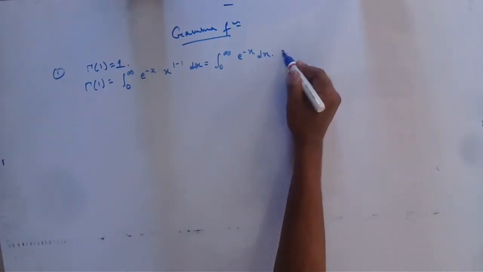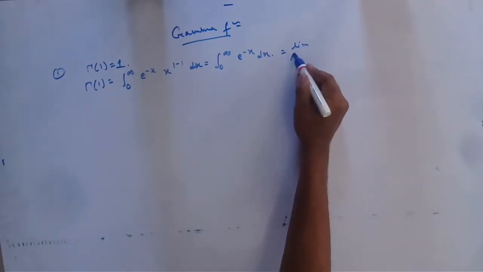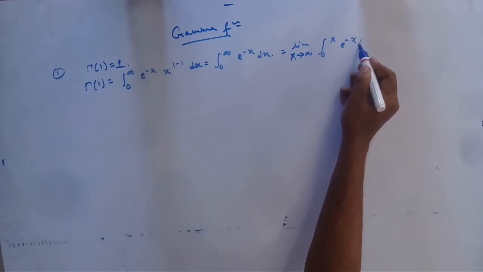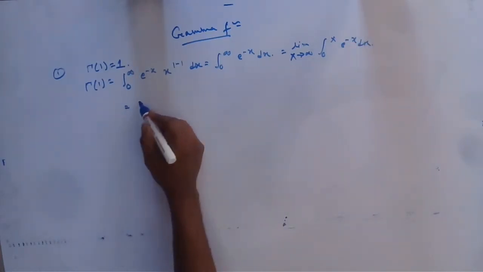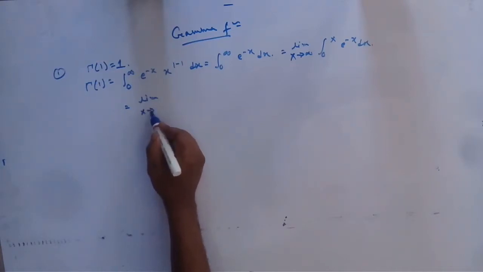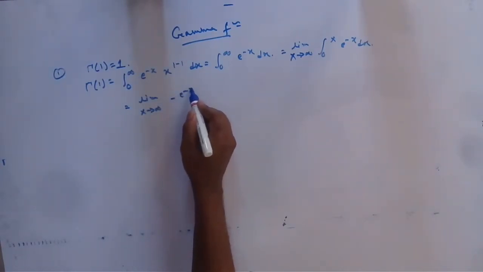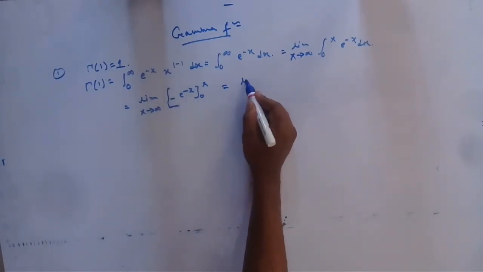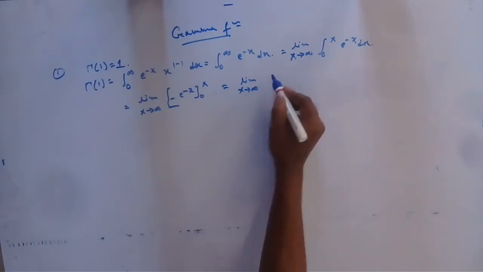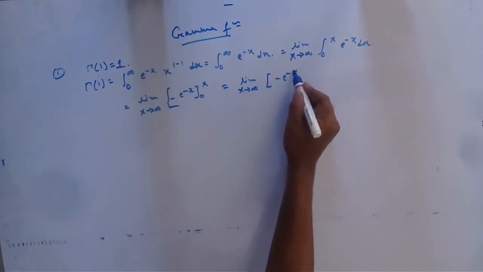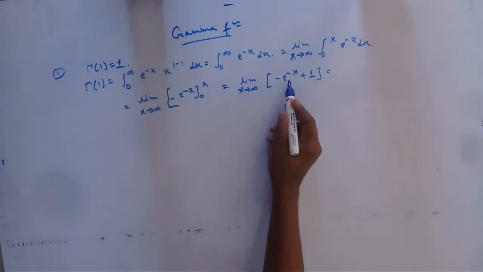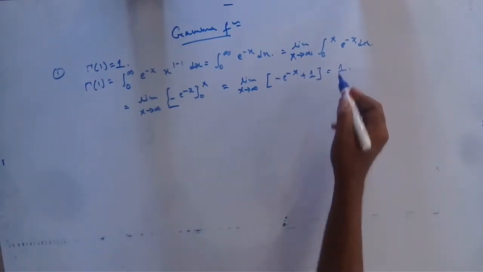Now this is equal to limit x tends to infinity integration 0 to x e to the power minus x dx, that will be equal to limit x tends to infinity of minus e to the power minus x from 0 to x. Now limit x tends to infinity, it will be minus e to the power minus x plus 1, and since x is tending to infinity it will be 0, so the value of gamma 1 is 1, hence our proof.